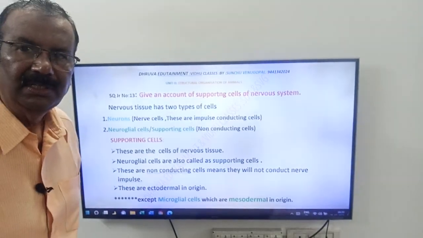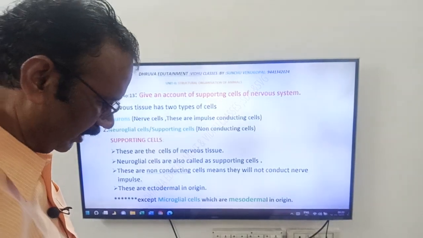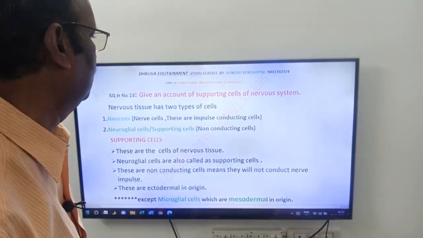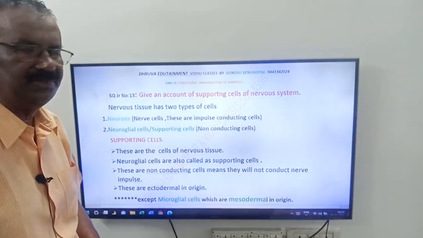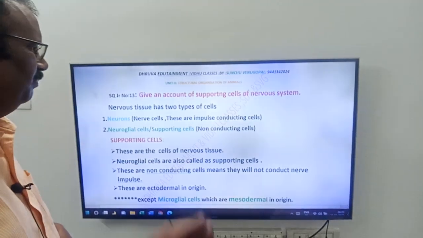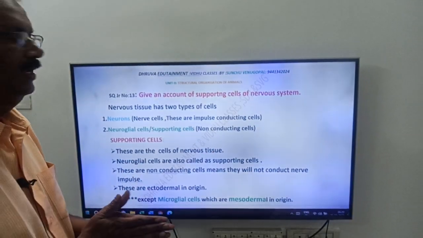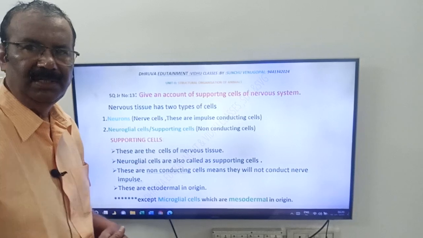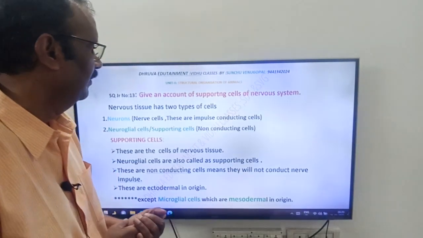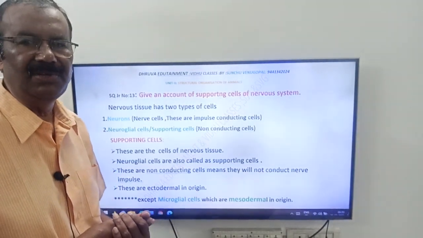Friends, this is a 4 marks short question from Unit 2, Structural Organization of Animals. Very important question, friends. What is our question? Give an account of supporting cells of nervous system.